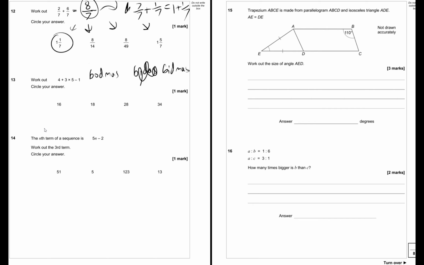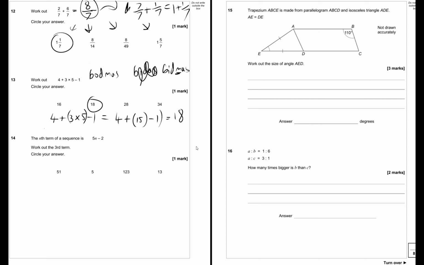So we need to do our multiplication first. So let's write it out. So we can do 4 plus 3 times 5 minus 1. And we're going to do this first. So that's the same as 4 plus, what's 3 times 5? It's 15 minus 1. And now it doesn't matter what order we do it in, because addition and subtraction, it'll all cancel out anyway, so we're going to end up with 18. Done.